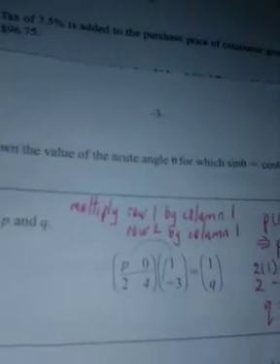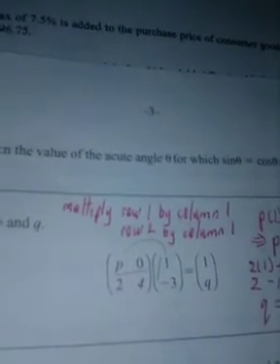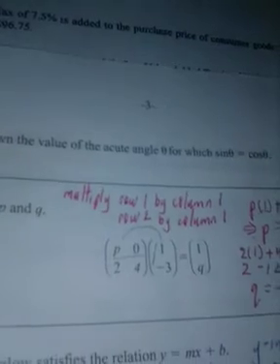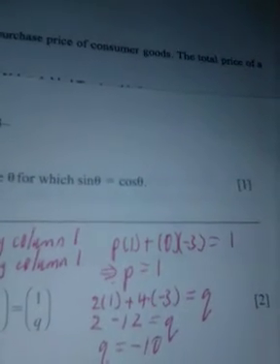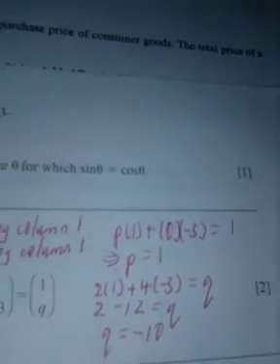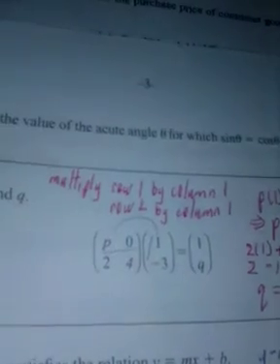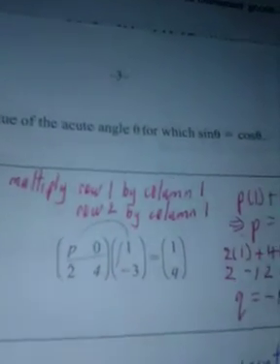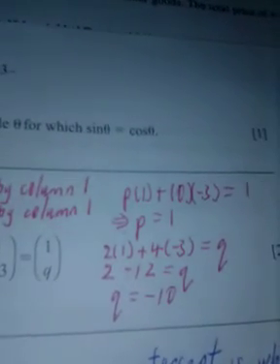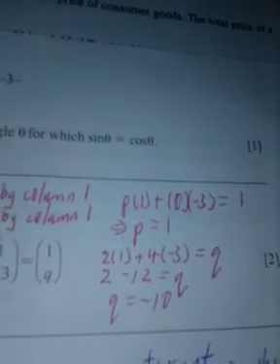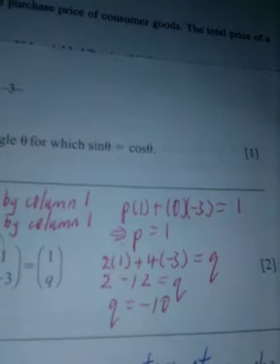So I have this matrix, right? It says solve for P and Q. So now I have to multiply row by column. P times 1 plus 0 times minus 3, which is equal to 0, is equal to 1. You see that? P times 1 plus 0 is equal to 1. Therefore, P is equal to 1. Second row by first column, 2 times 1 plus 4 times minus 3 is equal to Q, right? So I get Q is equal to minus 10.